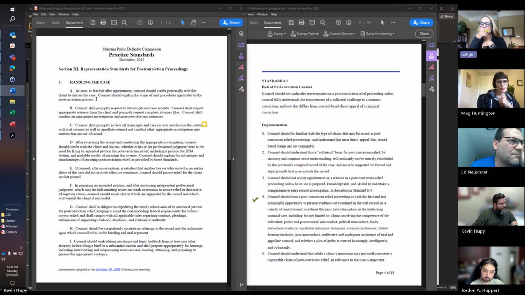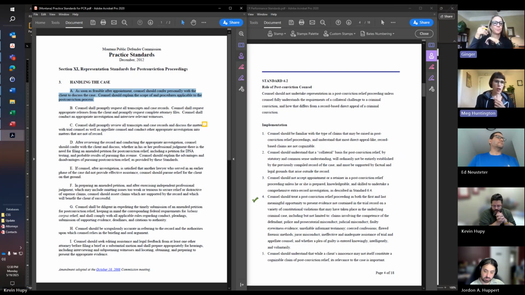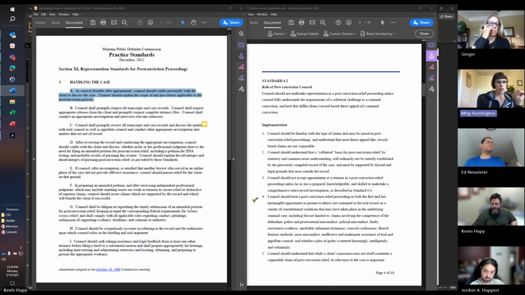So the Montana 3A is a part of role of counsel. I'm saying there's handling the case, right? In the Montana standards, there's handling the case, and then there's a bunch of standards. I think we should have a different section that's not handling the case, but like role of counsel. Right. Okay. I got that part. And then A under role of counsel is going to be paragraph 4 from OSB. Yeah. Does that work?